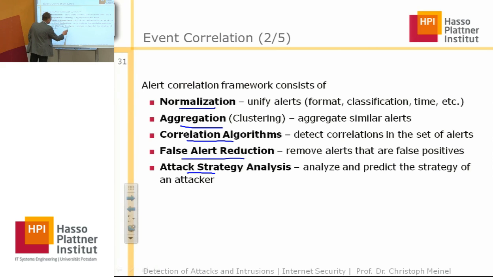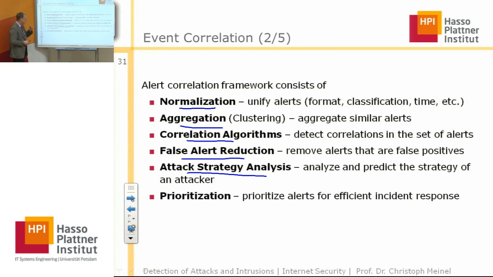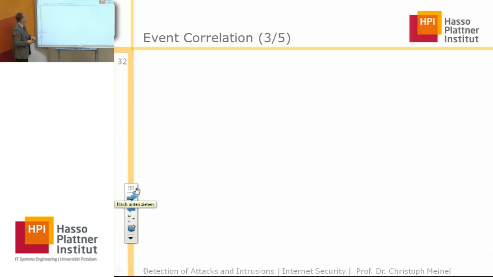And finally, the attack strategy analysis, to find out what is the goal of these attack events that correlate to such a complex attack scenario. What is the goal of the attacker? And then, by detecting the goal, to be able to activate some prevention methods. And finally, the prioritization of the alerts is needed to check how dangerous a certain attack scenario is.